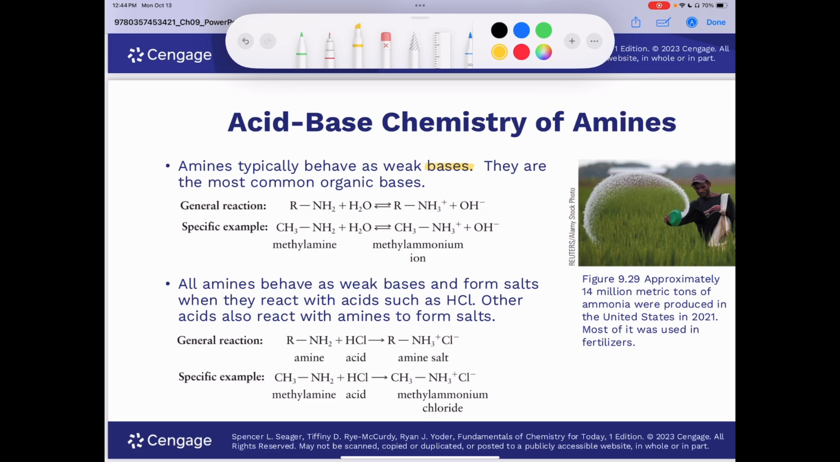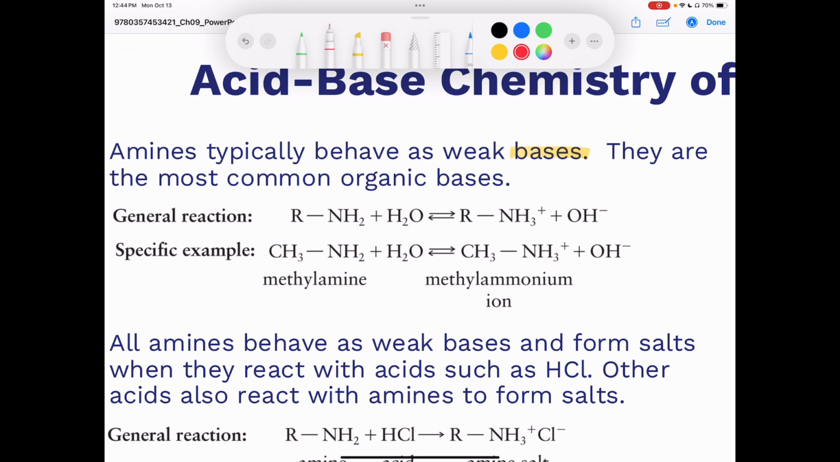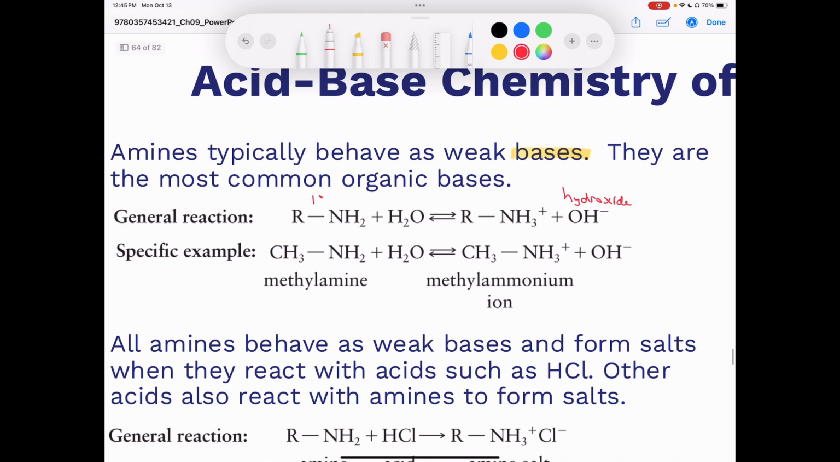And so here's a general reaction. If you put an amine, and this is a primary amine being shown here, in water, it's going to take a proton from water. So it's going to act as an H plus acceptor, and we end up with some kind of ammonium ion and hydroxide, which is very basic. Here's a specific example. We take methylamine, put it in water. The methylamine takes on a proton from water. We get a methylammonium ion, and we're left over again with hydroxide.